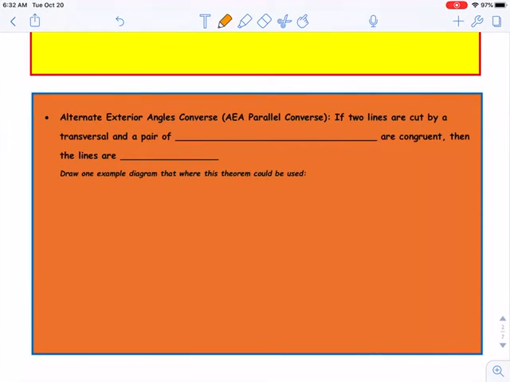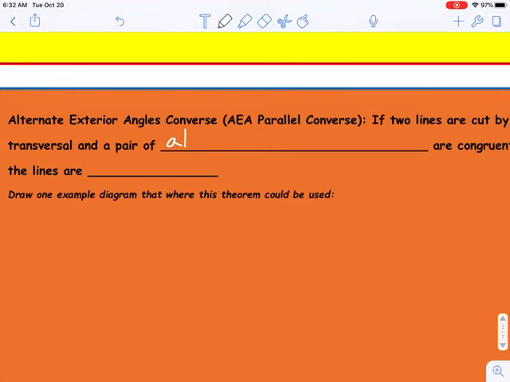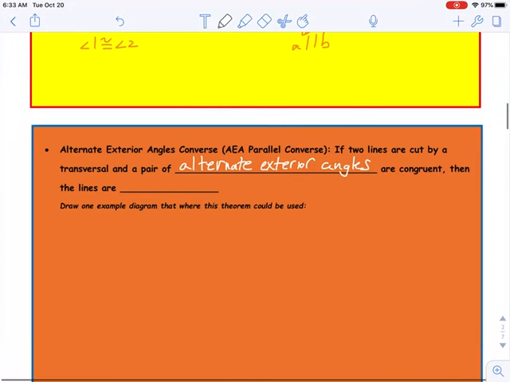Alternate exterior angles converse, the AEA parallel converse. If two lines are cut by a transversal and a pair of alternate exterior angles are congruent, then the lines are parallel.